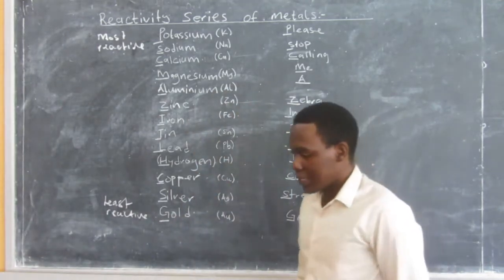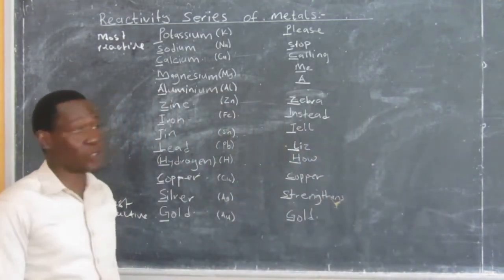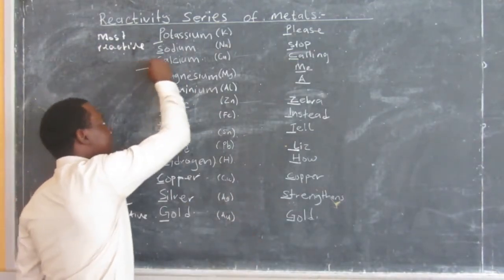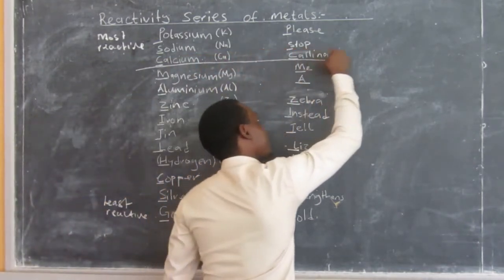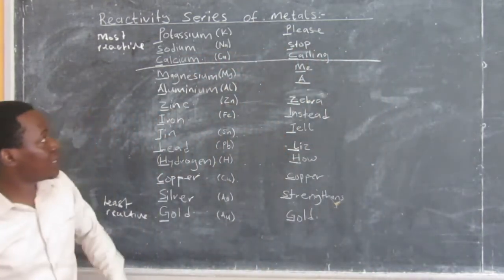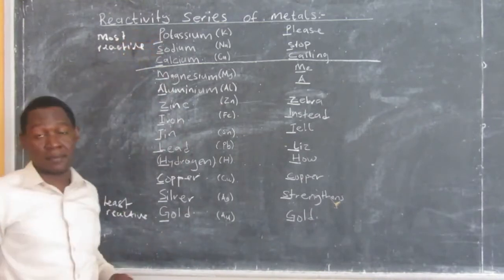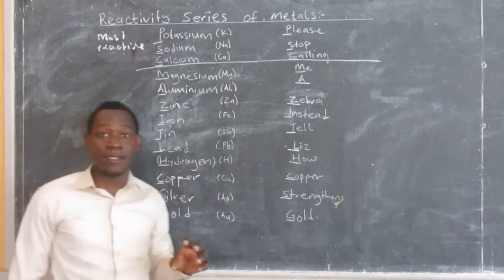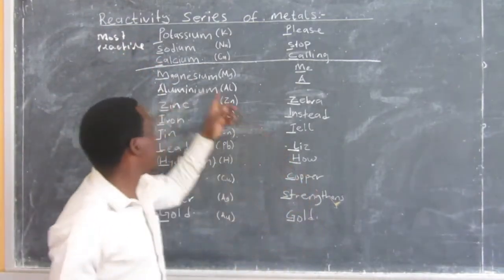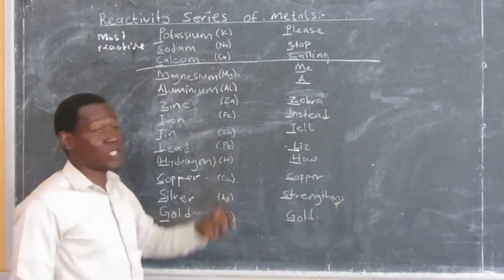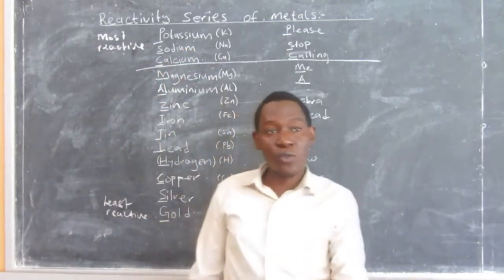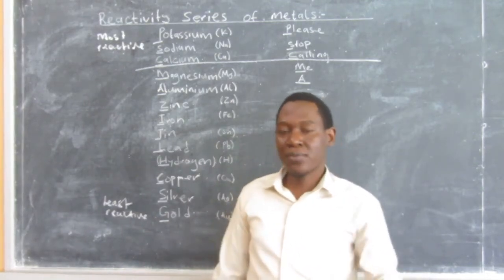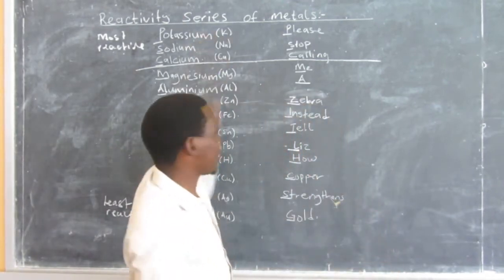Now, these elements are divided into groups. If you look at the first three elements, if I draw my line here, we have potassium, sodium, and calcium. They are very, very reactive. Meaning that these elements can't exist in the atmosphere on their own as sodium, as calcium, as potassium. The reason being, the moment they go into the atmosphere, they undergo a chemical reaction. They can't stay on their own. That's why in the laboratory, we normally keep these elements in oil.